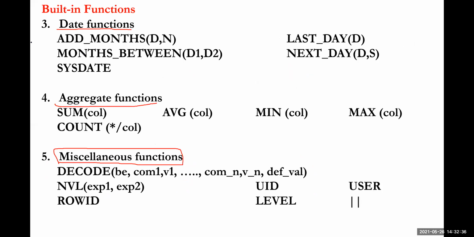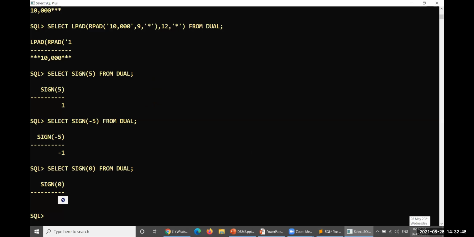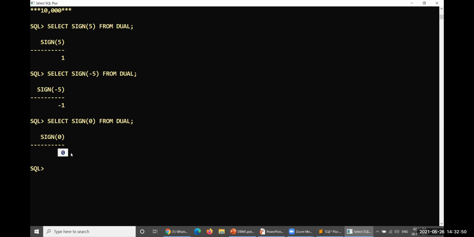Before going to take this one, date functions. If you want to generate today's system date, what is the system date for today? System date in the sense, what date it has been maintaining? So 26/5/2021. This is the date here. Wanted to produce that one.